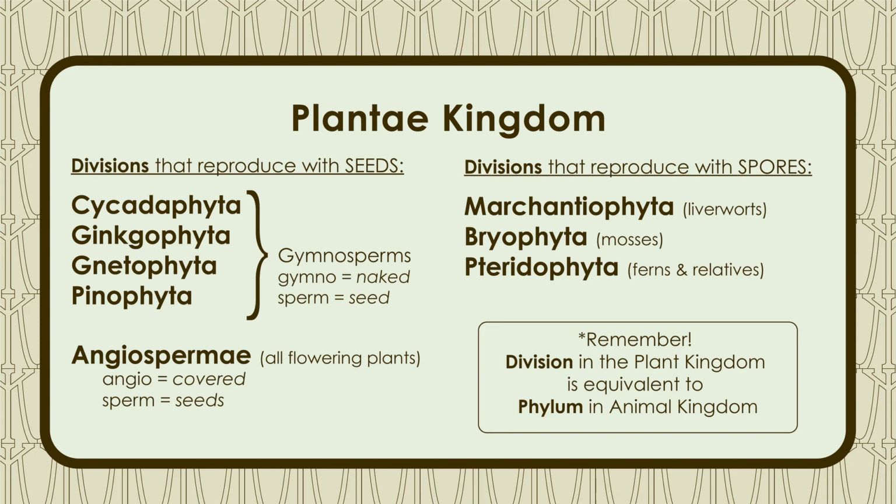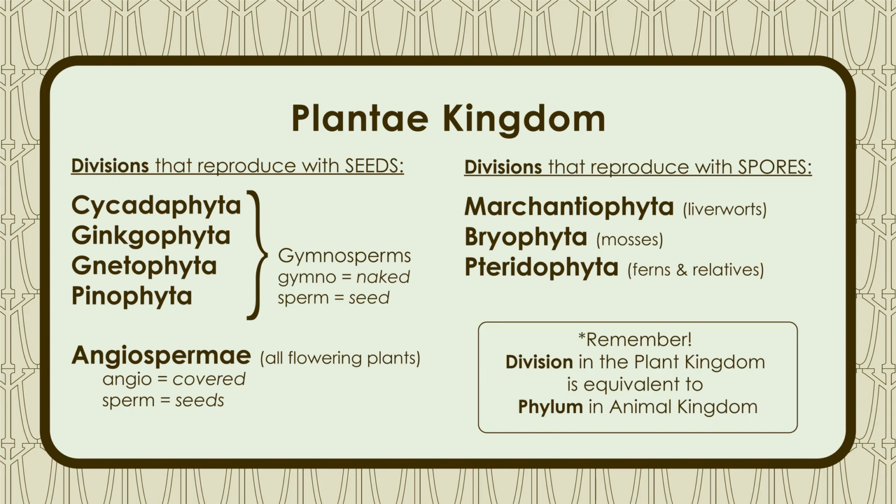There are 4 at the top: the Cycadophyta, the Ginkgophyta, the Gnetophyta, and the Pinophyta, which are the conifers. All four of those are different types of gymnosperms. Gymno means naked and sperm means seed. And then under that, all by itself, are the Angiospermi. So that's a different division.